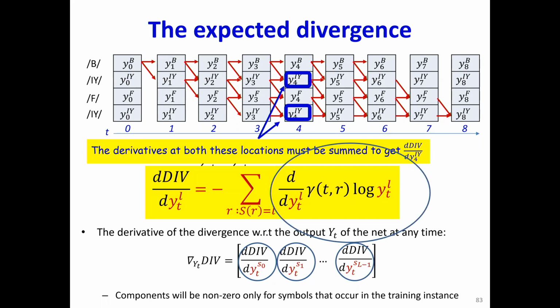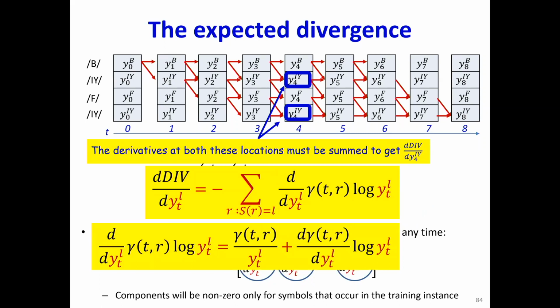So the key now is, what is this derivative? And this is the derivative of gamma TR times the log of the probability, right? And just using my chain rule, the derivative of log of y is 1 over y, right? It's going to be gamma TR divided by y plus the derivative of gamma times log of y, right? It turns out that this guy is really hideous to compute.